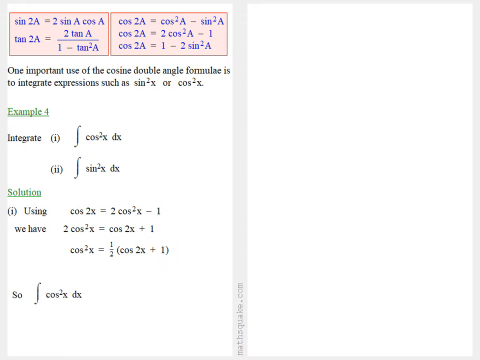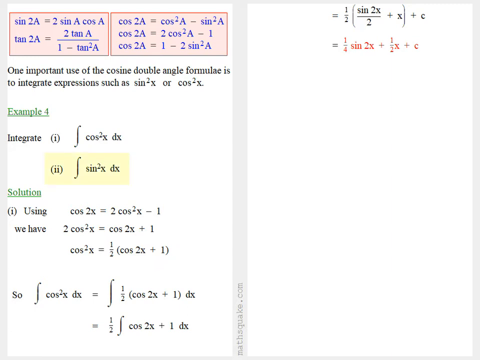Now that means the integral of cos squared x dx can be written as the integral of a half cos 2x plus 1 dx. And we can take the half outside the integral sign to give us that it's equal to a half the integral of cos 2x plus 1 dx. Now the integral of cos 2x is a half sine 2x, and the integral of 1 is x. So we have the integral is equal to a half into sine 2x over 2 plus x, plus a constant. So we have the integral of cos squared x is equal to a quarter sine 2x plus a half x plus c.